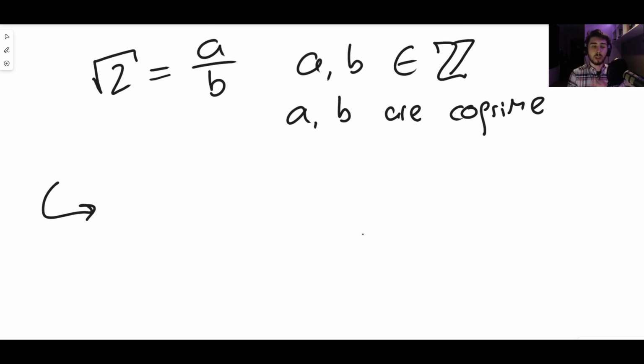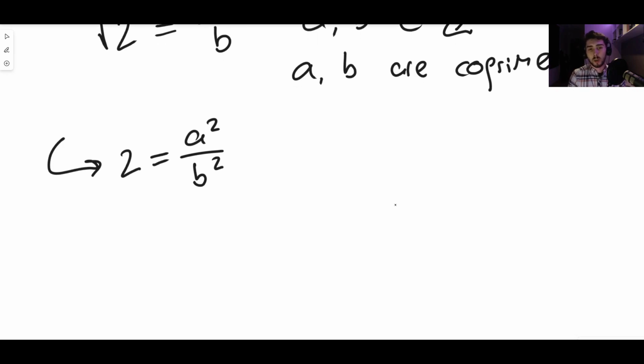So if the square root of 2 can be written as a over b, then that means we can square both sides, and that means that 2 is equal to a squared divided by b squared. We're just squaring both sides because they're equal to each other. We can then multiply the left and the right hand side by b squared, and we get that 2b squared is equal to a squared.